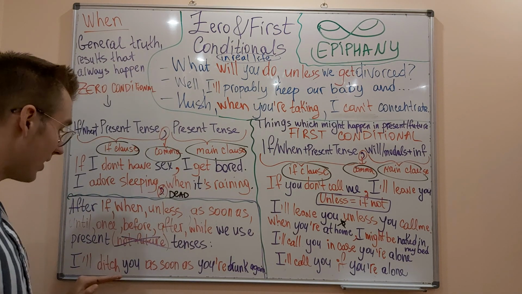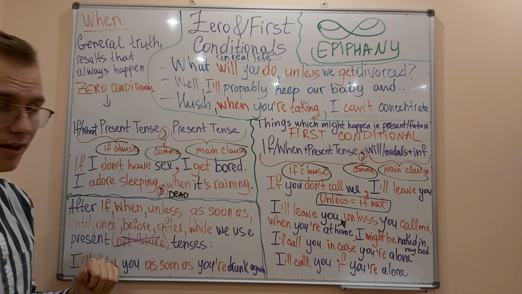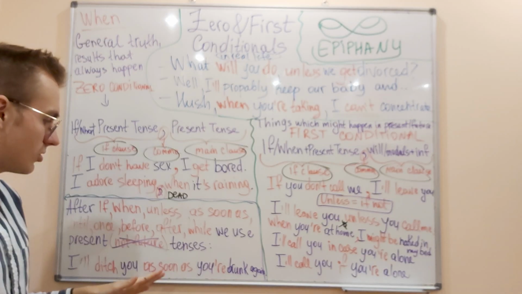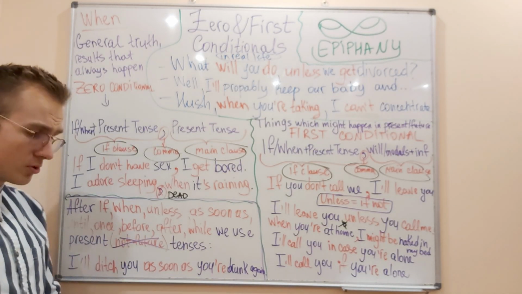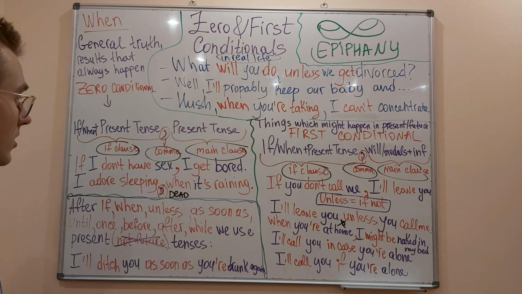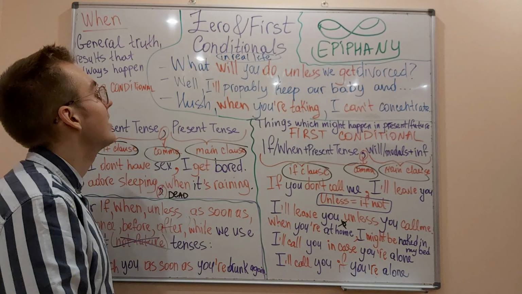For example, I'll ditch you as soon as you're drunk again. I'll ditch you, I'm sick of it. I'll ditch you as soon as you're drunk again. As soon as, it's very fast. So let's go to our example and understand how it works.